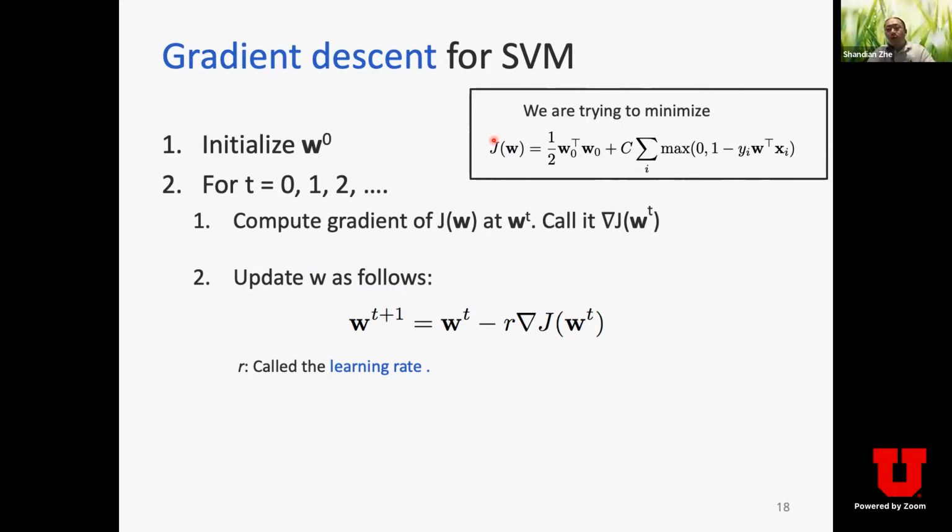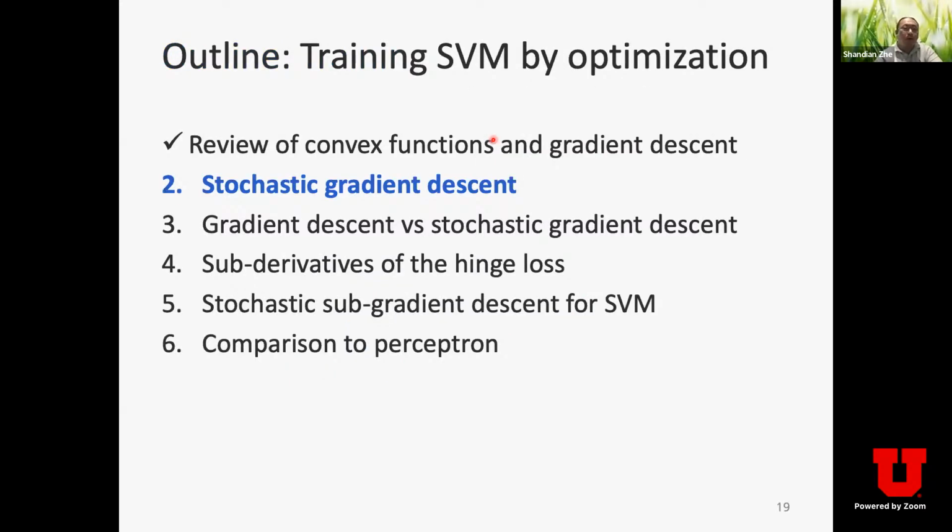This kind of reasoning also applies to the least mean square regression problem. That motivates us to use a much more efficient updating scheme, which is called stochastic gradient descent. So what is stochastic gradient descent?